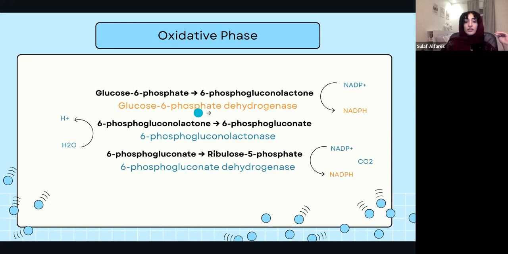And as you can see, the enzyme, I put it in a different color here because this is the rate limiting step. Does anyone remember what the rate limiting step is? Can someone tell me? Come on, I need someone to write in the chat or just unmute and tell me what the rate limiting step is.